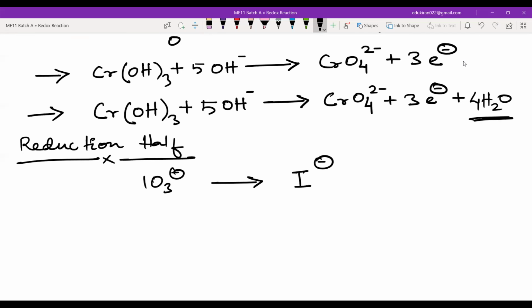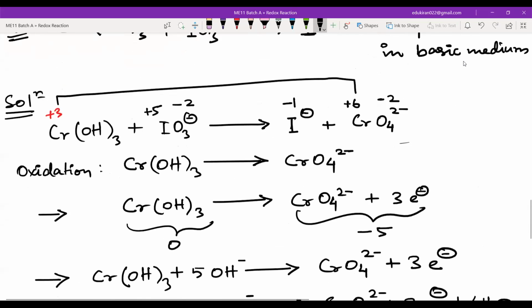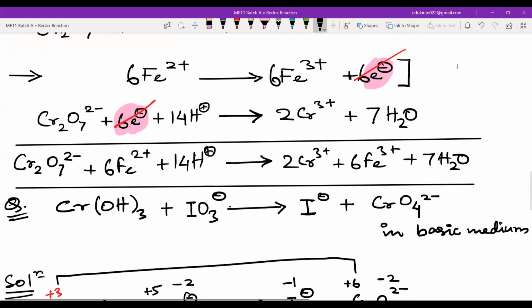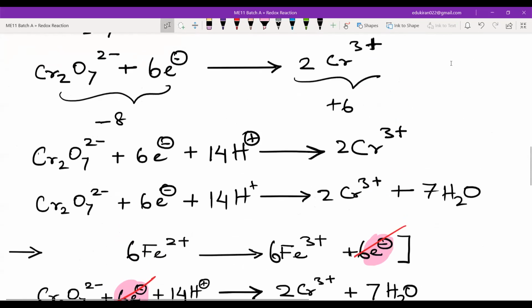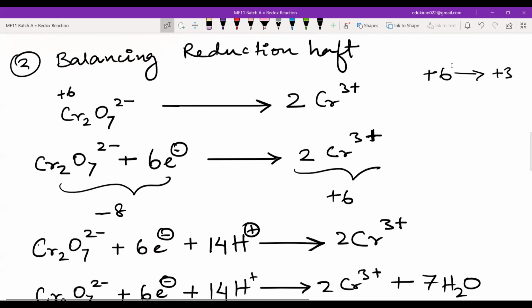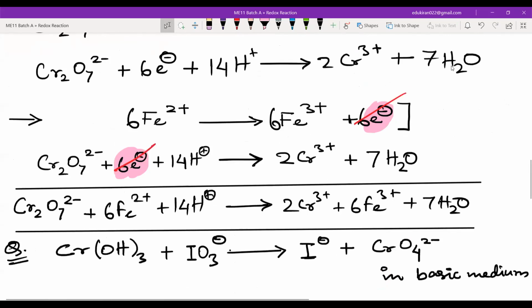Now, can you guys see there is some disbalance of charges? Yes or no? What is the net charge here? Net charges? What is the net charge here?